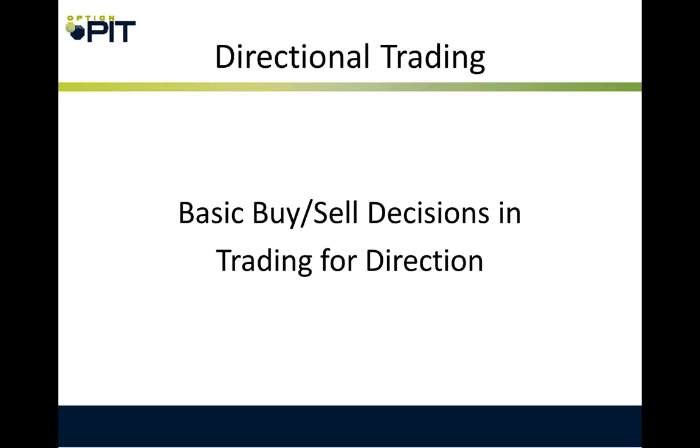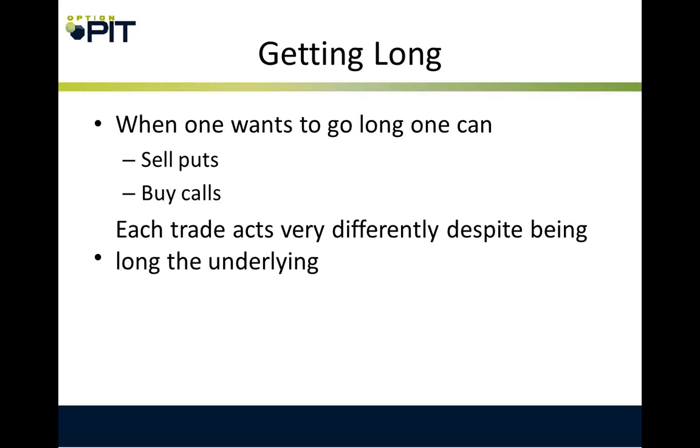When IV is high, that's implied vol, the number your delta is derived from, or normal, it typically makes more sense to sell options. So there are two ways to get long. You can sell puts or you can buy calls. Each trade acts very differently despite being long the underlying.